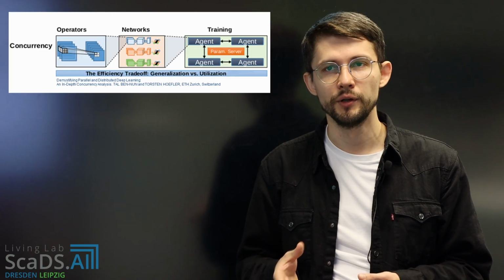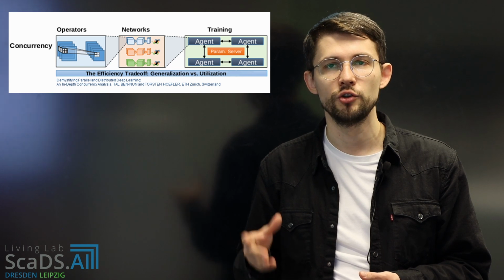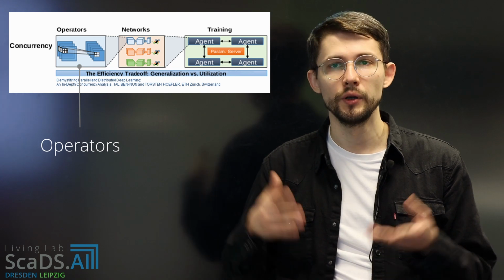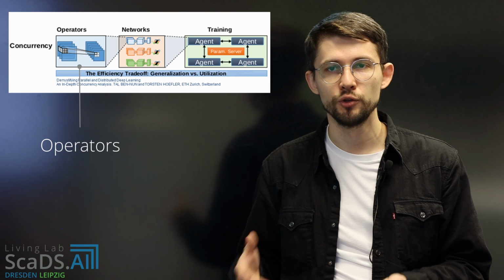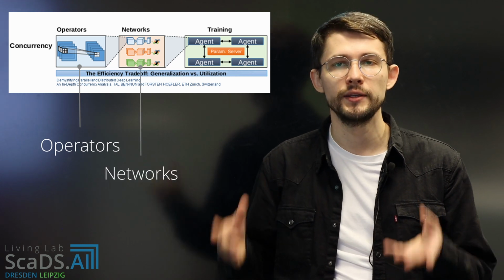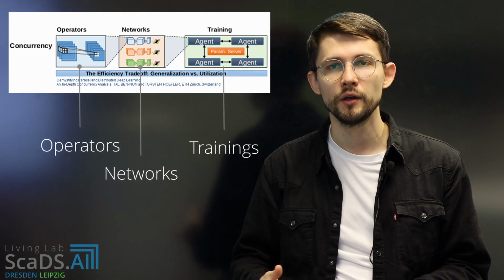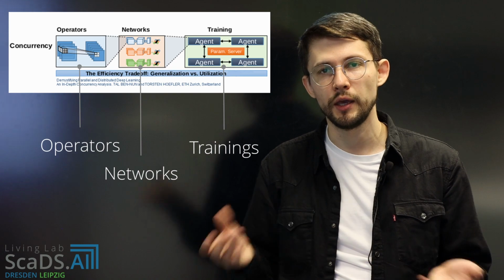Roughly speaking, parallelism in deep learning can be distinguished on three general levels. Concurrency in operators, which is parallelism on the level of layers of neural networks. Concurrency in networks, that's parallelism on the level of the network itself. Concurrency in training, a more general level, where multiple training agents communicate.